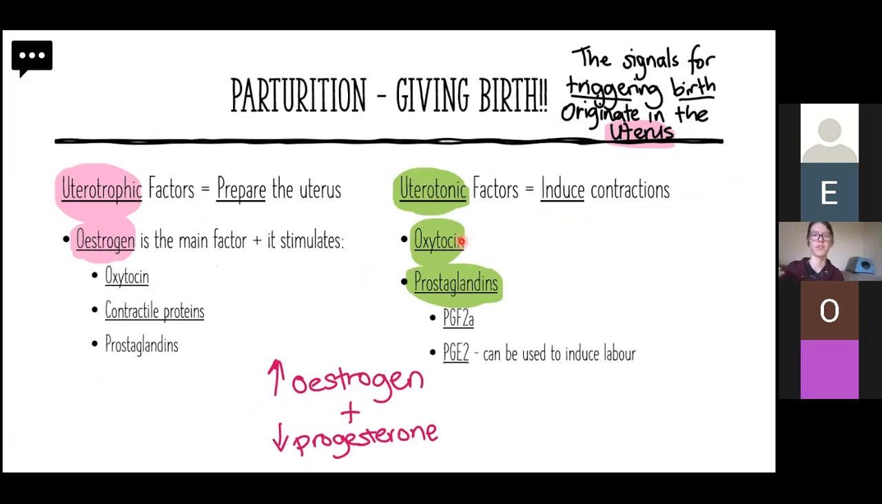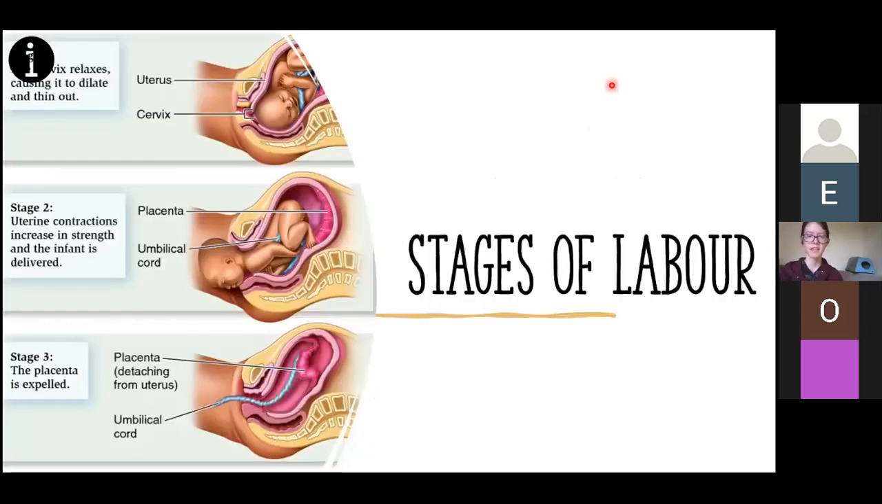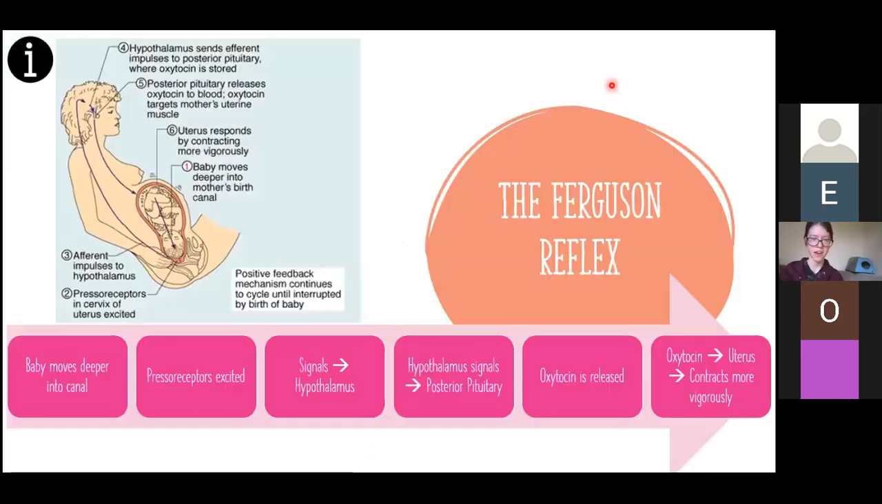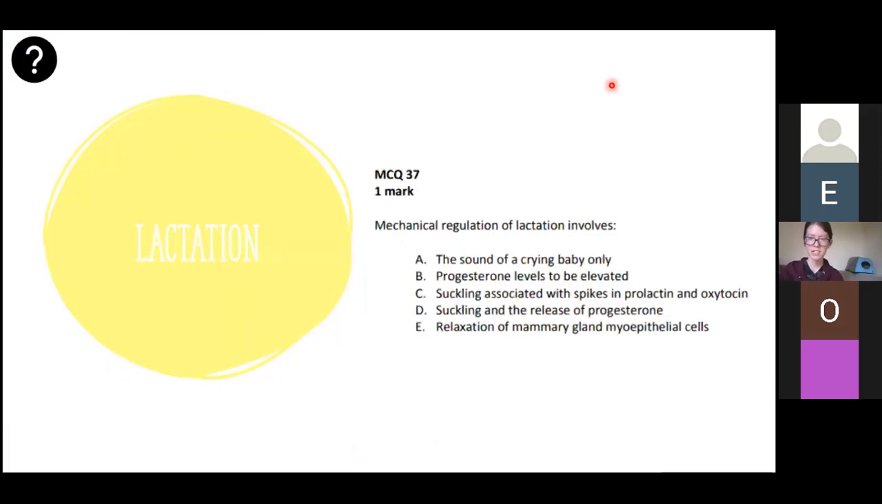So that prepares the uterus, and that stimulates everything else. And then you've got uterotonic, which induces the contractions, because tonic, think like tonic muscles, you've got tone, and that's more oxytocin and prostaglandins. And here in this whole thing, you've got heaps of estrogen. And also the signals meant for triggering birth are meant to originate in the uterus. Various stages of labor, there's your Ferguson reflex, there's your answers, lactation, more hormones.